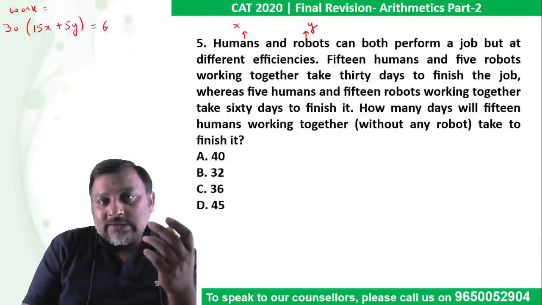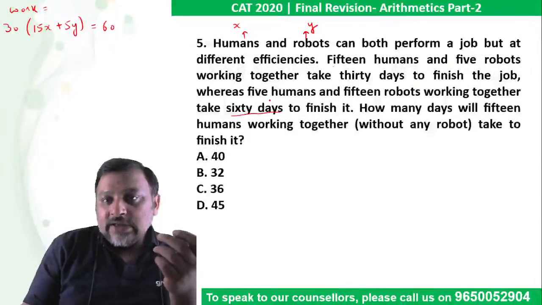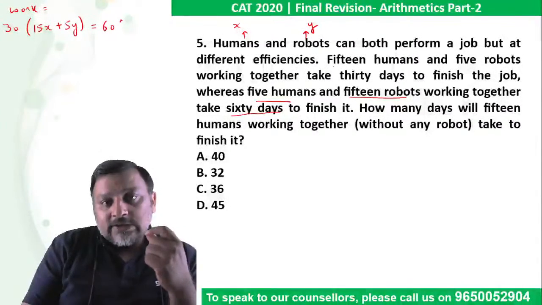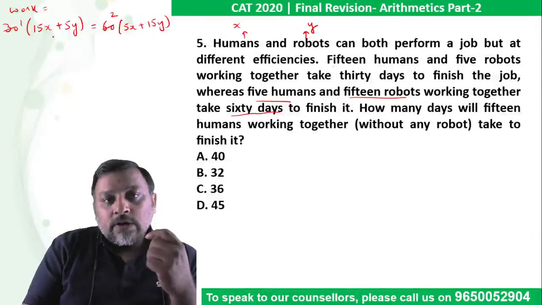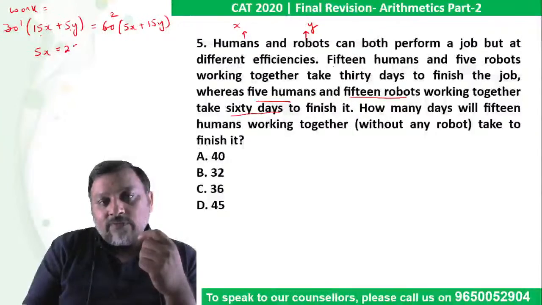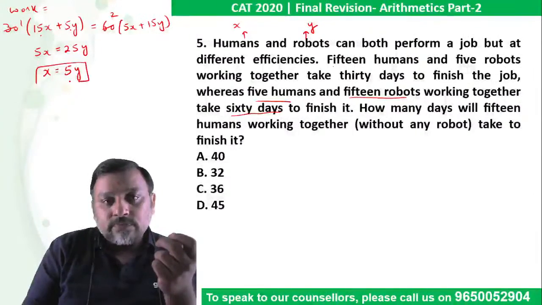Which is same as 60 days. In the second case, it is 60 days, and there are 5 humans and 15 robots. So it is 5X plus 15Y. So it is 15X, here we have 10X, so I'll get 5X, and here I have 5Y, here we have 30Y, so it is 25Y. That means one human is as efficient as 5 robots.